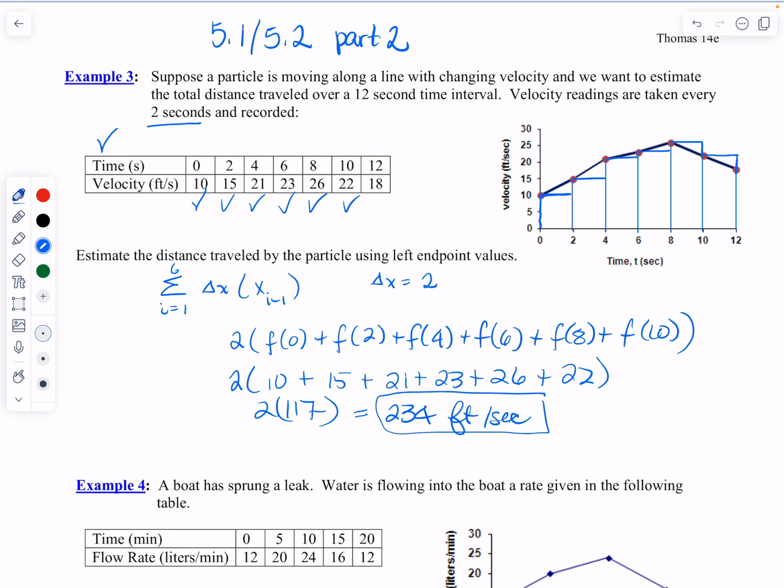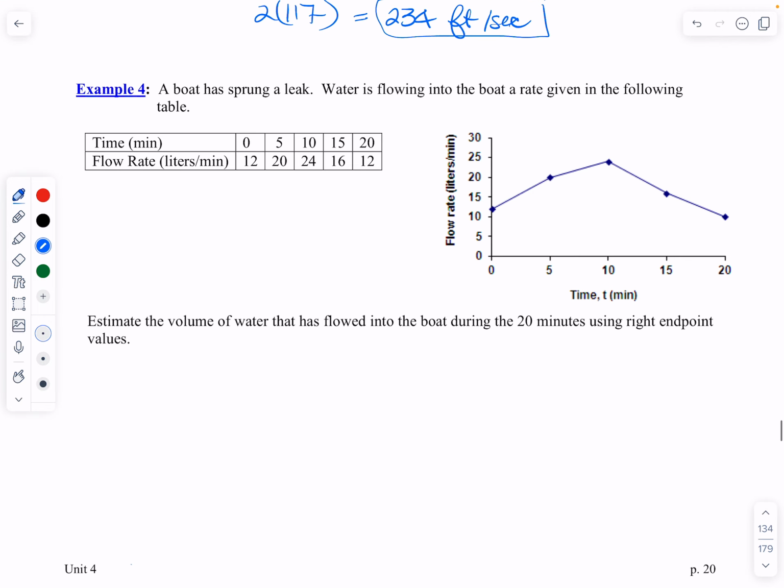Okay, all right, so let's do this next one. A boat has sprung a leak. Water is flowing into the boat at a rate as given as follows. The time is in 5-minute increments. So I'm going to go ahead and partition each of these data values on the chart into 5-minute intervals. Right now I know the width of these rectangular regions is going to be 5. So delta x is 5, and we know that.